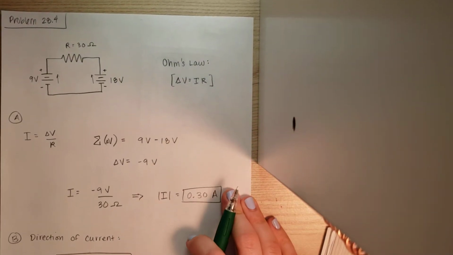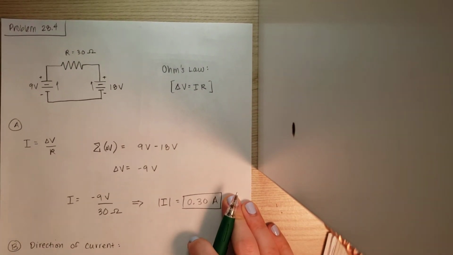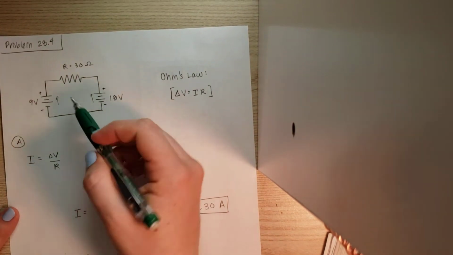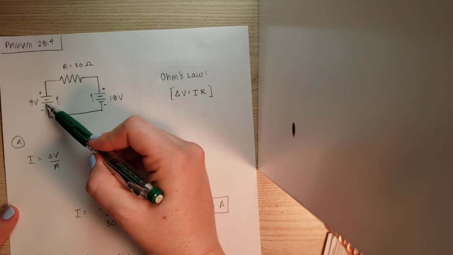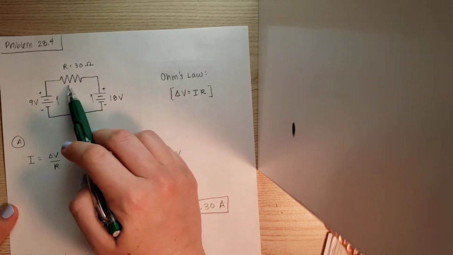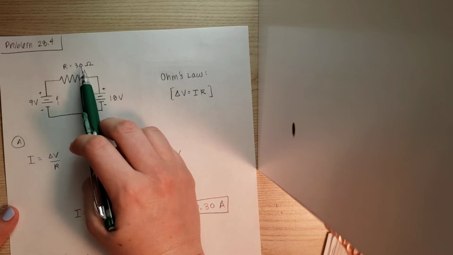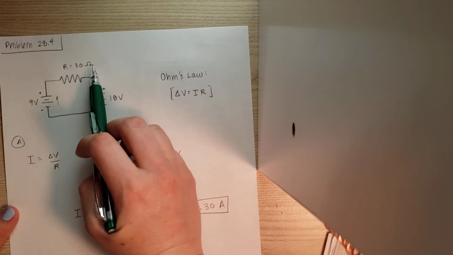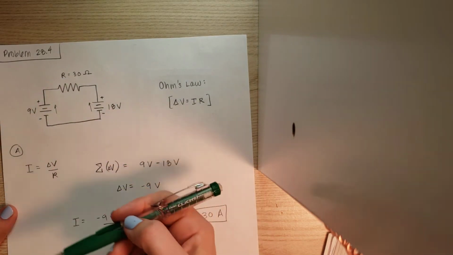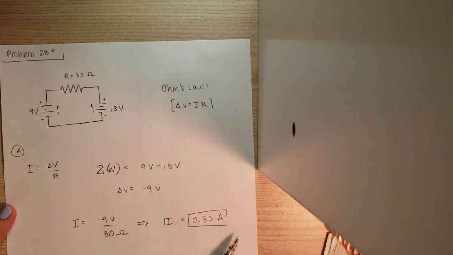This is problem 28.4 from homework 6, and we're given this figure of a circuit with a 9-volt battery on this side, an 18-volt battery on that side, and a resistor with a resistance of 30 ohms up top. For part A, they want us to calculate the magnitude of the current in the 30 ohm resistor.